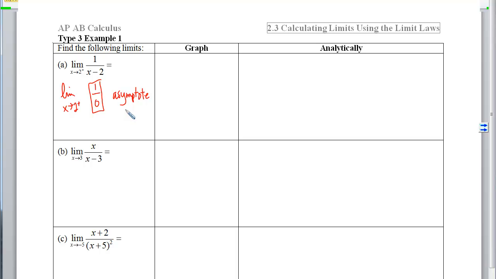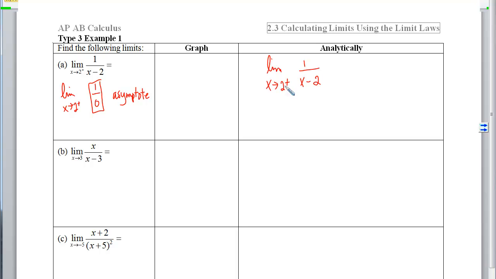So we know that this is an asymptote, and because it is an asymptote, we know that the limit will either be positive infinity or negative infinity. There's really no other option. So what we need to do is identify it as an asymptote and then just examine the sign.